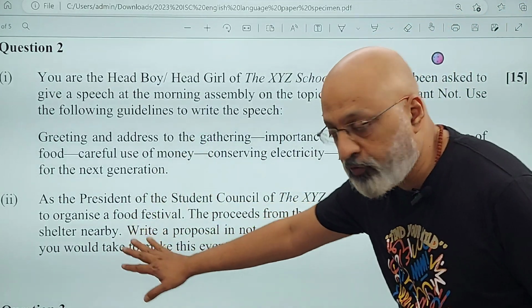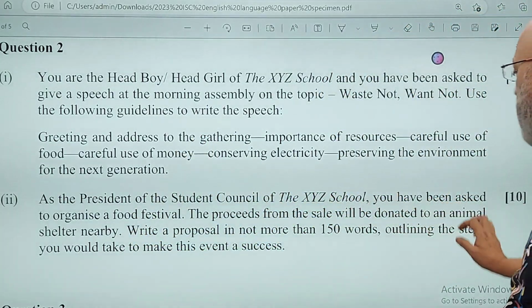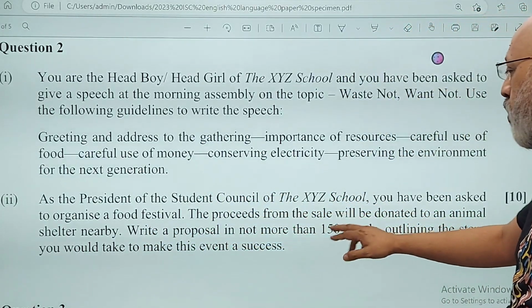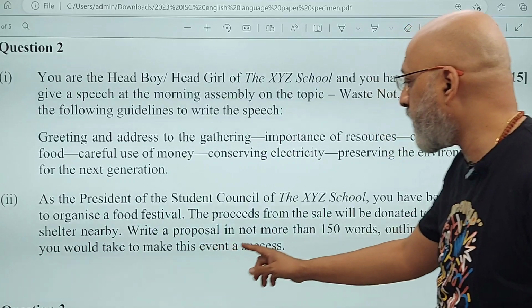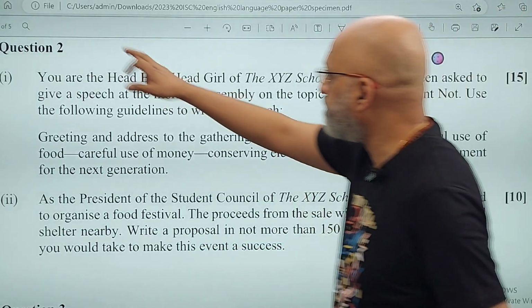Next one: as the president of the student council of the XYZ school, you have been asked to organize a food festival. The proceeds from the sale will be donated to an animal shelter nearby. Write a proposal in not more than 150 words. So the word limit is important out here. Outlining the steps you would take to make this event a success.